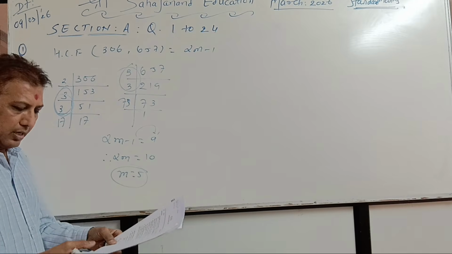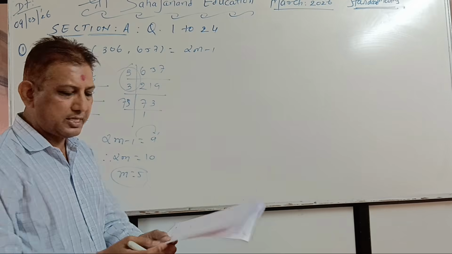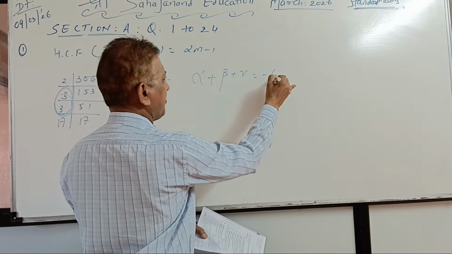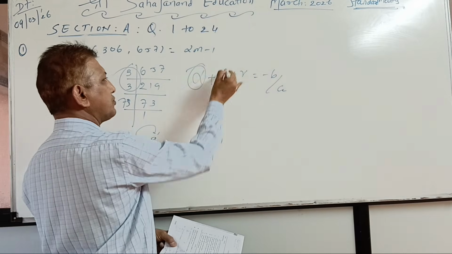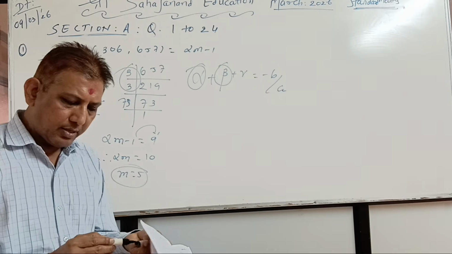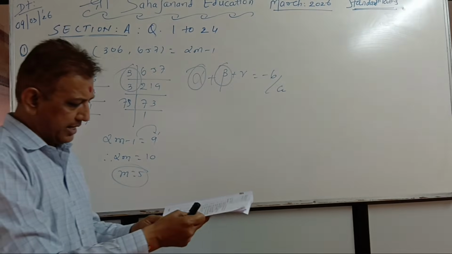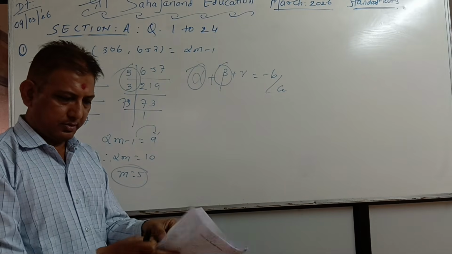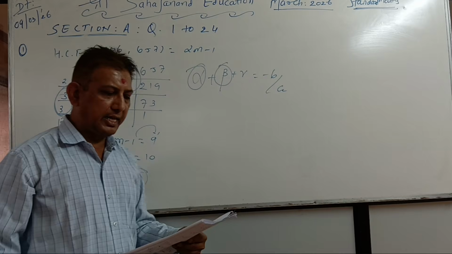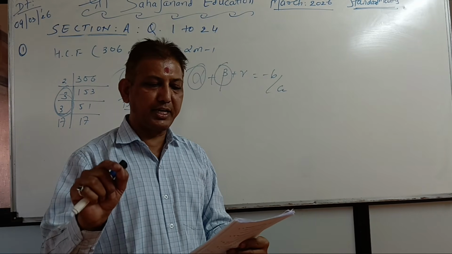Then second, if two zeros of the cubic polynomial ax cube plus bx square plus cx plus d are 0, our cubic polynomial formula is alpha plus beta plus gamma equals minus b upon a. Put alpha equal to 0, beta equal to 0, then gamma is minus b upon a. Is it clear? Okay, minus b upon a, that means option B.